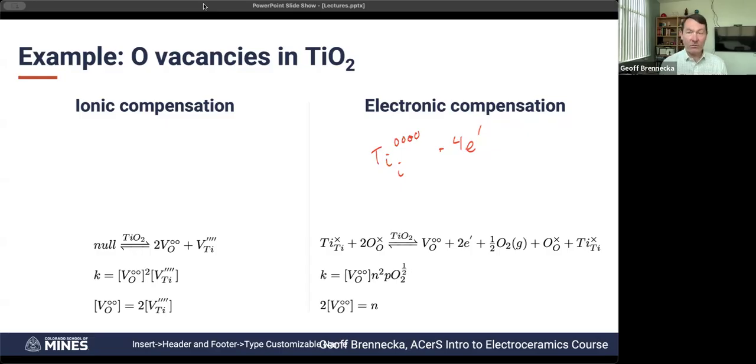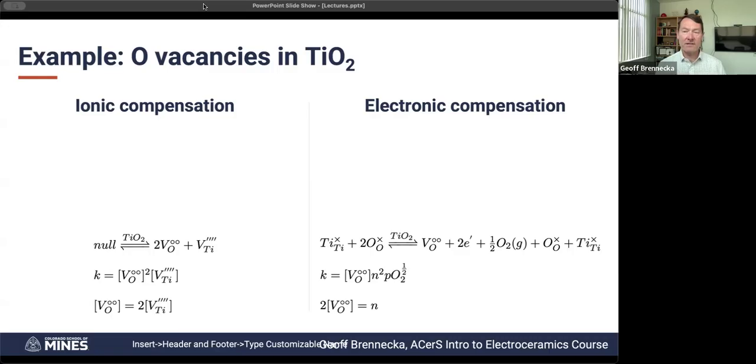So these are really difficult measurements to make practically to determine which of these species ends up dominating. But it is possible. You can go through those kinds of things. What's a little bit easier is when you're trying to compare, is it ionically compensated or is it electronically compensated? Is it this defect compensation mechanism or that one?